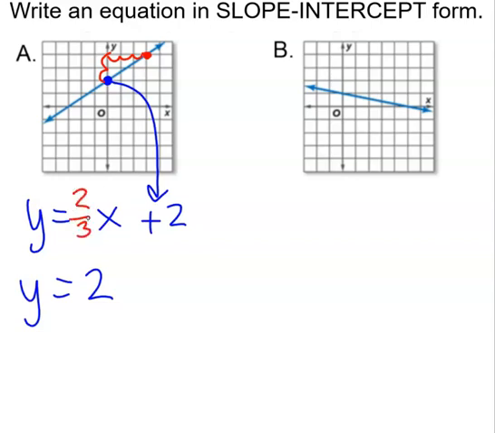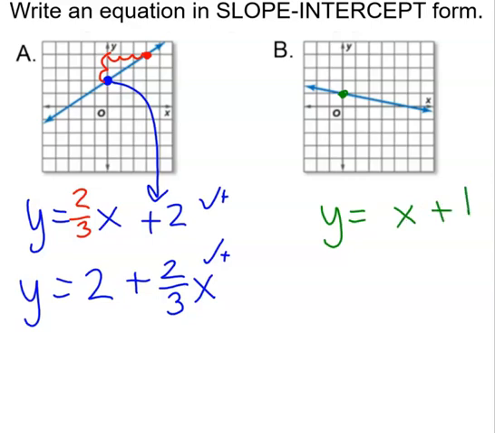So some people like to put it in slope-intercept order, and some people like to put the y-intercept first because it's the first number they find. And then they write their slope after with an x. Both of these answers are correct. All right, the next one here has a y-intercept of 1. So I'm going to put it at the end, but someone else might put it first.